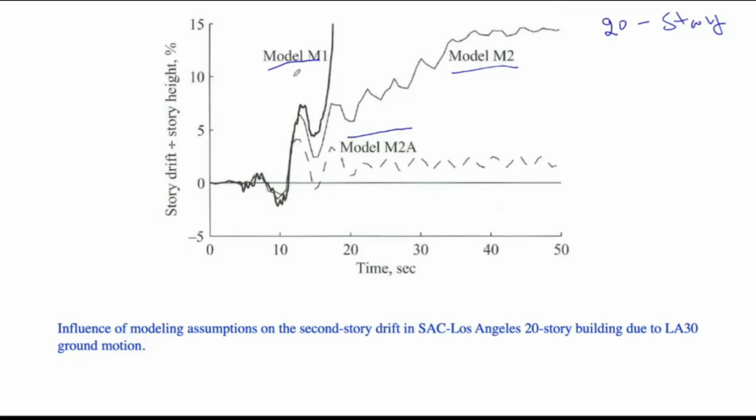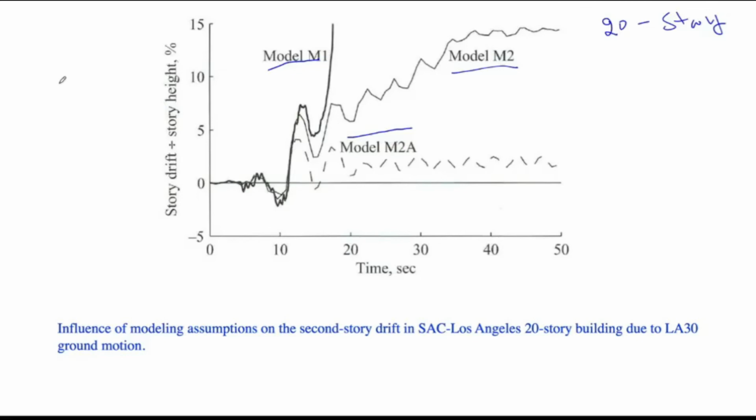M1 is basically a centerline model, in which beams and columns were idealized as line elements and connected at the centerline point, without considering the effect of the panel. So the panel was not modeled in that. In the second model, model M2, the panel zone was modeled. So the strength, stiffness, and the deformation or the inelasticity of the panel was also modeled in that case.